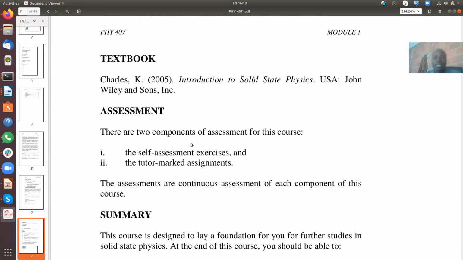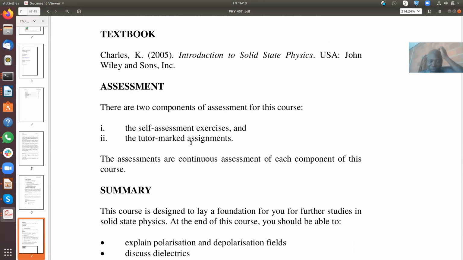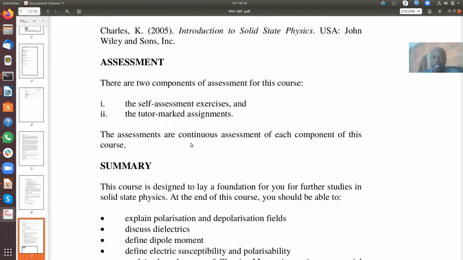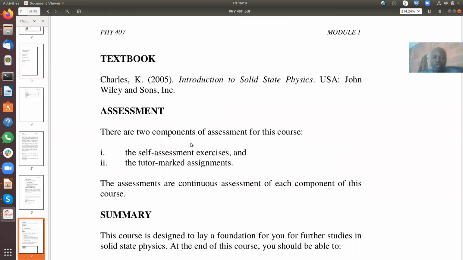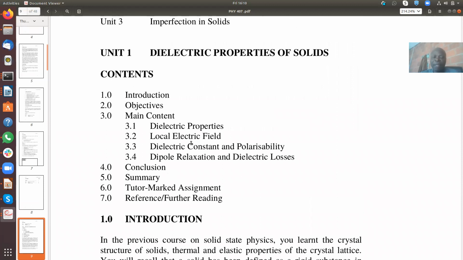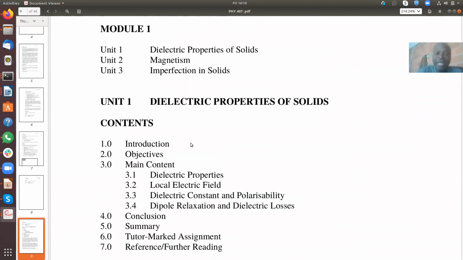In this course, you are going to be assessed using 2 concepts. The first one is through self-assessment exercises and tutor marked assessment. It's going to be a continuous form, and most times you are expected to do most of these things on your own. If you have problems, you ask questions, then we look at it together and find a lasting solution to it. So for today, we start the dielectric property, which is unit 1 of solids.